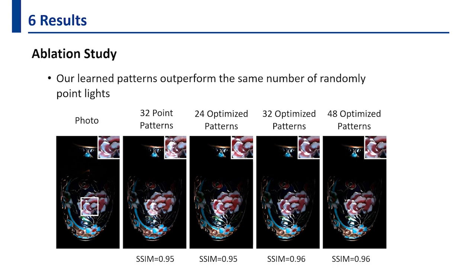We also study the impact of light patterns on reflectance quality. First, our learned patterns outperform the same number of random point lights. We also test different numbers of light patterns. Our current choice of 32 strikes a good balance between reconstruction quality and acquisition speed.